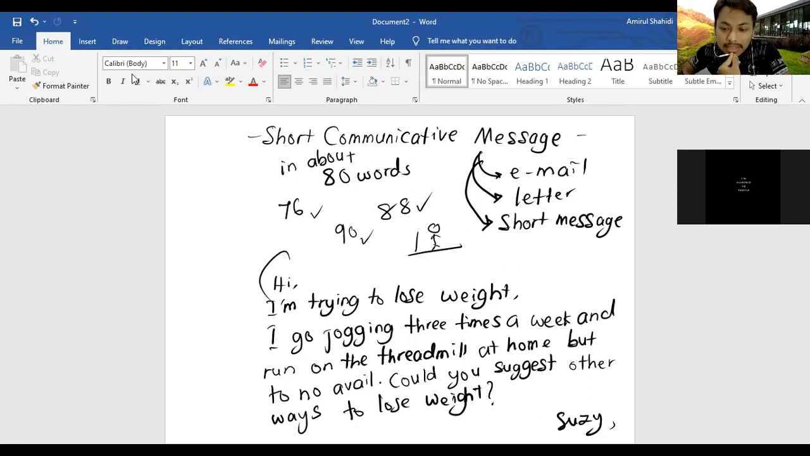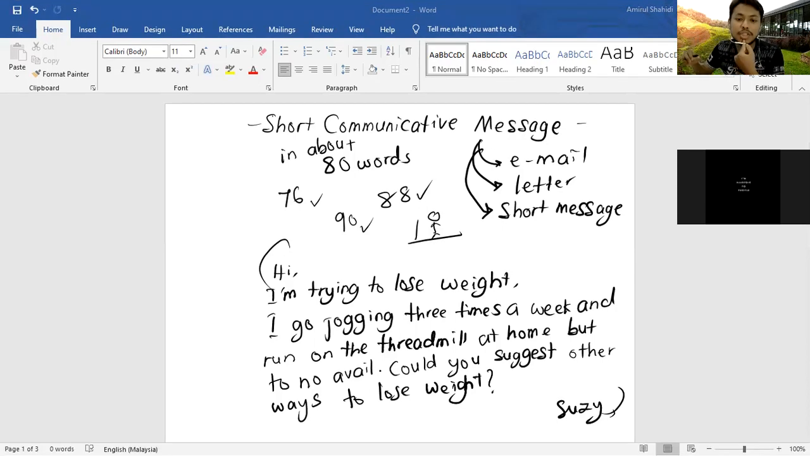Nampak dia buat macam mana? Ada tak Suzy tanya khabar kita? Hi, how are you doing? I hope that you are doing well. I'm trying to lose weight. Tak ada pun. Kenapa kita gatal-gatal nak tanya khabar dia? Kan? So, ni lah tips of being natural. Try answer should reflect natural English. Yes, straight to the point.